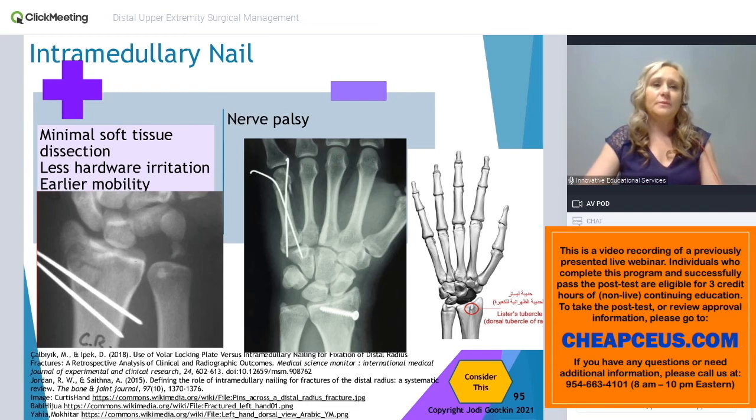Intramedullary nail might be utilized to stabilize the fracture. This is where they might even go percutaneously in order to stabilize the fracture site, earlier mobility. We do need to watch the patient to see if there was any nerve involvement as they place the pin into the area.